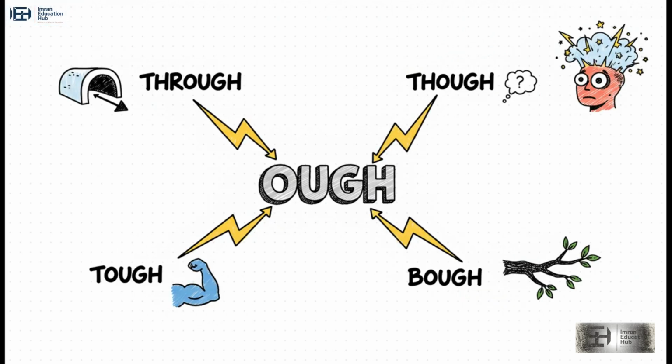And it gets even weirder when you get into letter combinations. Let's look at the infamous OUGH. You've got through, though, tough, and bough. None of them rhyme, not a single one. It's the same four letters creating four totally distinct sounds. This is just a perfect example of the beautiful madness of English spelling.